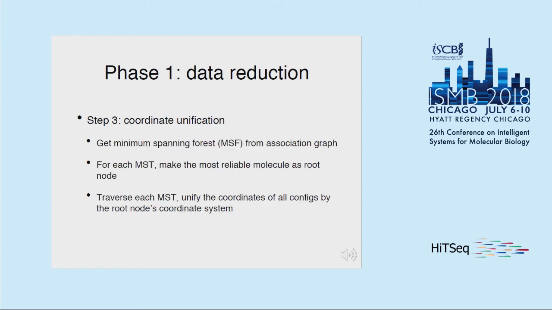Then we try to get the minimum spanning forest of this association graph. For each minimum spanning tree, we make the most reliable molecule the root node. Then we traverse each minimum spanning tree and unify the coordinates of all contexts based on the coordinate system of the root node.